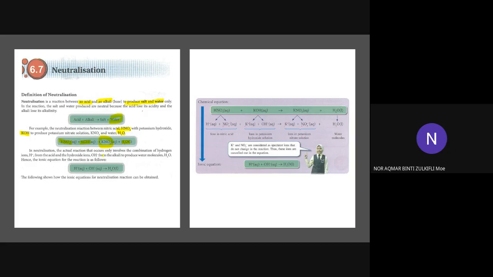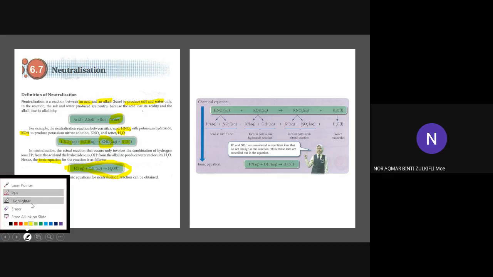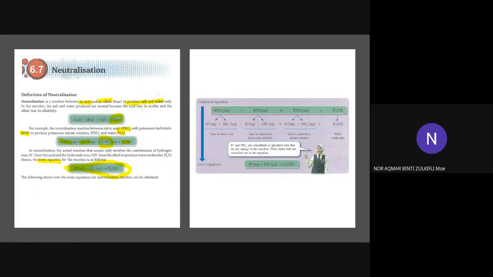So the actual reaction that occurs only involves the combination of hydrogen H plus from the acid and the hydroxide OH minus. So we need to write down the ionic equation. This we call the ionic equation. Never mind, we look into the example here. So we have two types of equation, chemical equation and ionic equation.